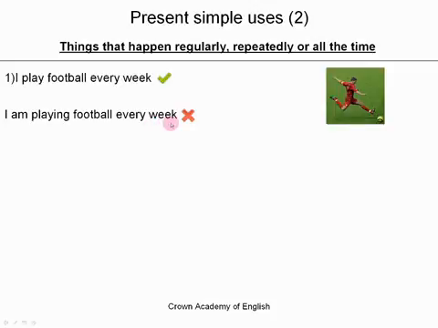So that means it's something that happens regularly. And when we're talking about something that happens regularly or all the time, we must use the present simple tense. Okay, there's no exceptions to that rule. So I play football every week is correct, and I am playing football every week is wrong. That is actually quite a big mistake in English to say that. So let's have a look at another example.